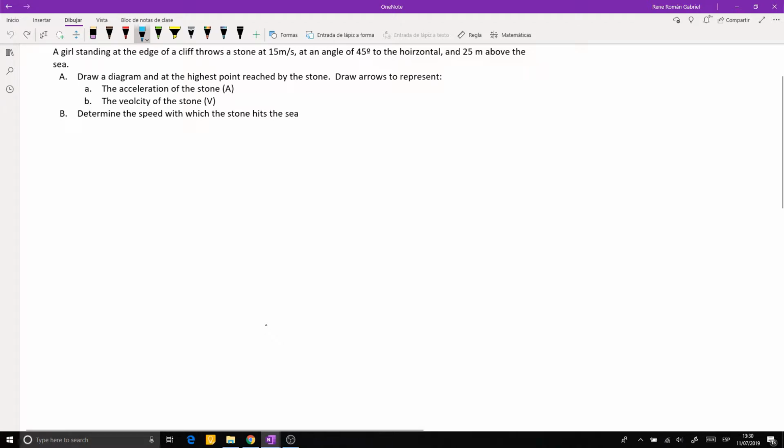A girl standing at the edge of a cliff throws a stone at 15 meters per second at an angle of 45 degrees to the horizontal and 25 meters above the sea. Draw a diagram at the highest point reached by the stone. Draw arrows to represent the acceleration of the stone and the velocity of the stone. Determine the speed at which the stone hits the sea.